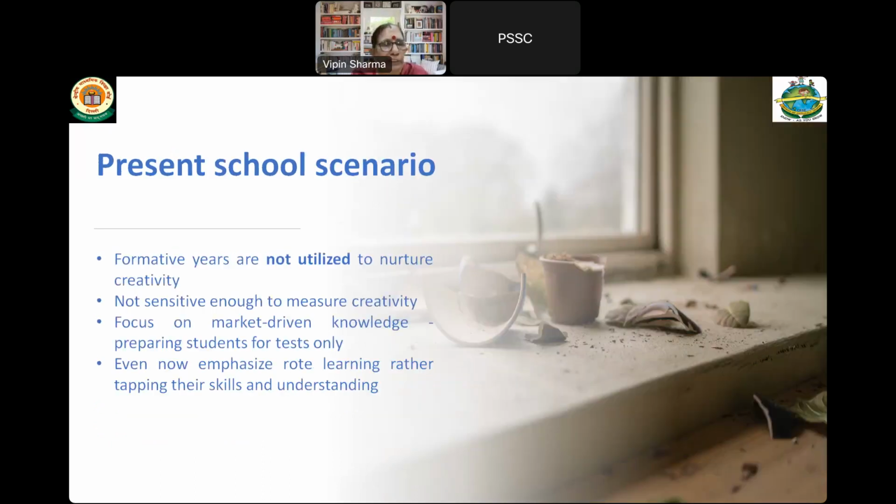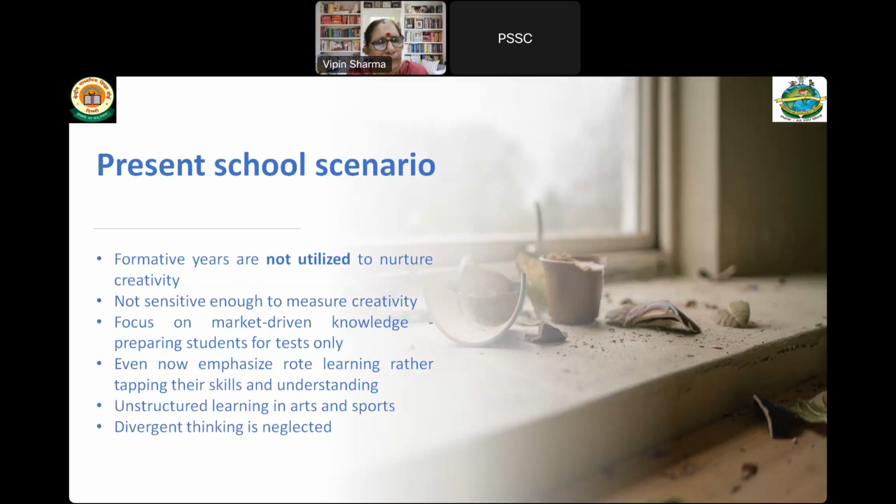Present school scenario also: formative years are not utilized. Sorry to say that we all teachers believe in rote learning. So let us change our teaching methodology. That is very, very important.